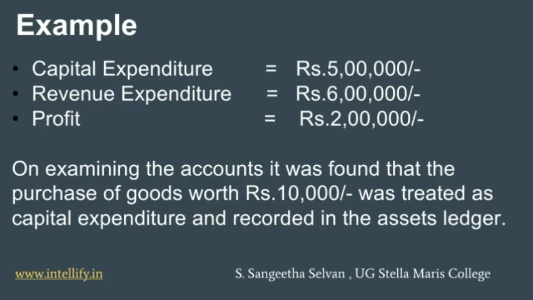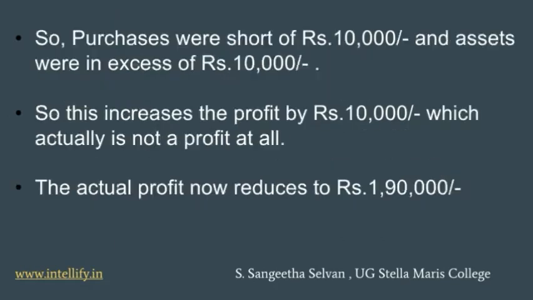Here in this example, capital expenditure amounts to 5 lakhs, revenue expenditure amounts to 6 lakhs and the profit is 2 lakhs. On examining the accounts, it was found that the purchase of goods, which is a revenue transaction or a revenue expense worth 10,000, has been treated as a capital expenditure and recorded in the assets ledger. So, let us see how this error will affect the financial accounts.